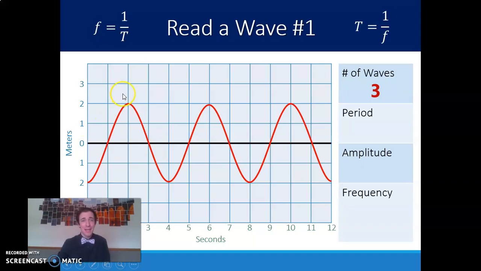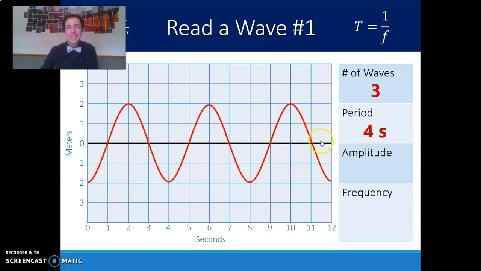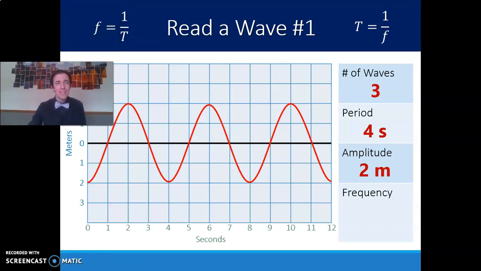Now the period of this wave is the time in between crests or time in between troughs. And I see it goes from 4 to 8. So the period of this wave is 4 seconds. That's how long it takes for one full wave to complete. The amplitude is how far you are away from the center line. So the amplitude here is 2 meters. And then the frequency can't be read directly from this drawing. Instead, we have to use this equation. Frequency is 1 divided by the period, and the period is 4 seconds. So 1 divided by 4 gives us a frequency of 0.25 hertz.